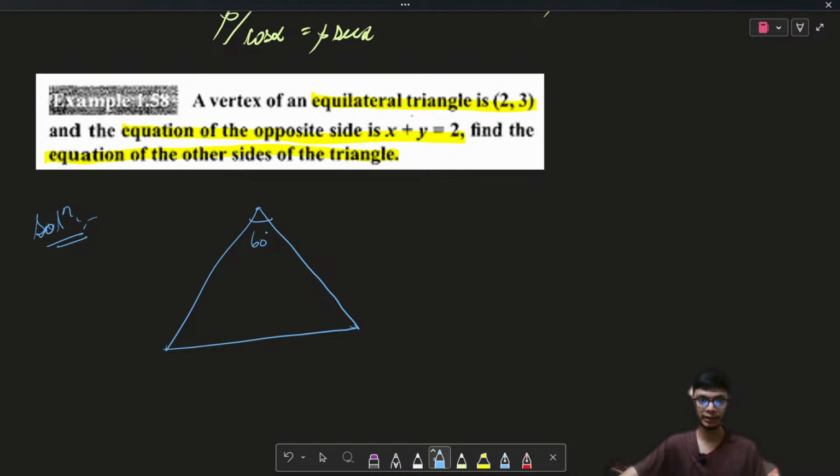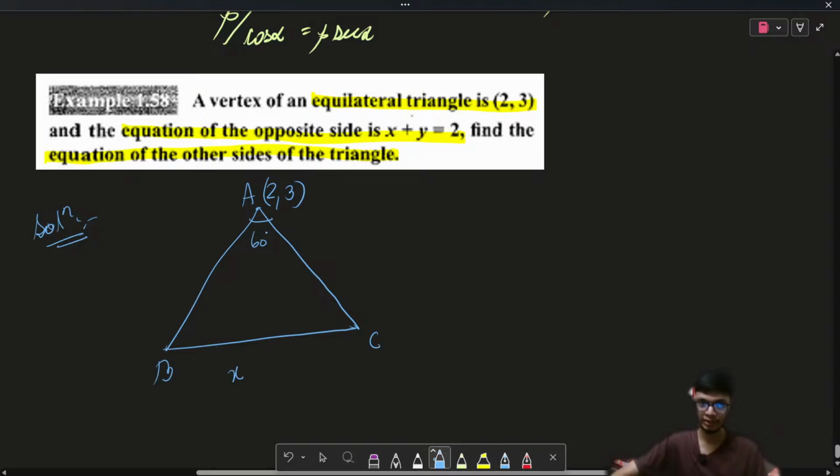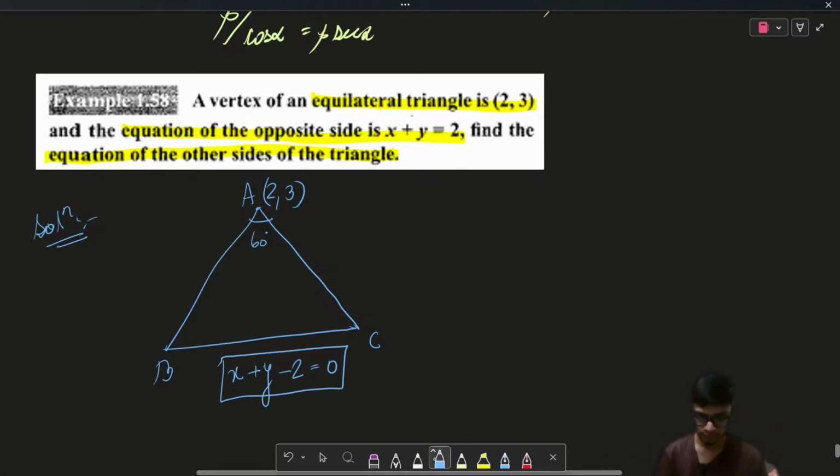So if the vertex A is given as (2, 3), and the equation of the line opposite to this vertex A, which is BC, is given as x plus y minus 2 equals 0. Okay, now if I have this formulation of the problem, then in order to find the equation of the other sides, I'm going to use the concept of the angle between the two lines.